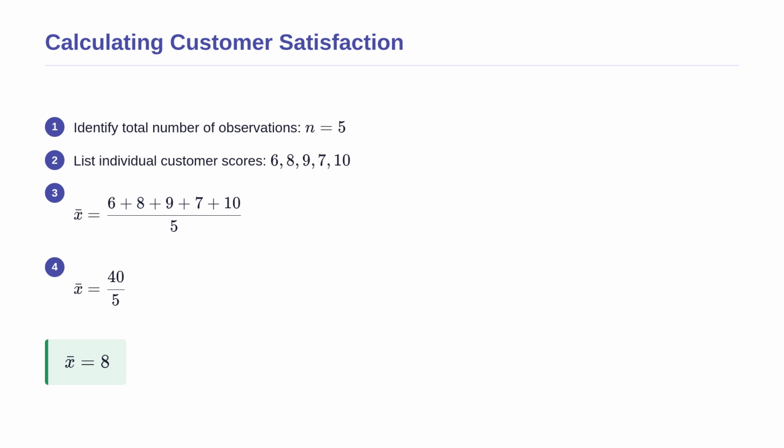First, we identify our total number of observations, which is 5. Next, we substitute our individual scores into the numerator to add them all together, keeping our sample size of 5 in the denominator. Adding the scores gives us 40 divided by 5. Our final answer is 8. This tells the manager that customers are highly satisfied on average.